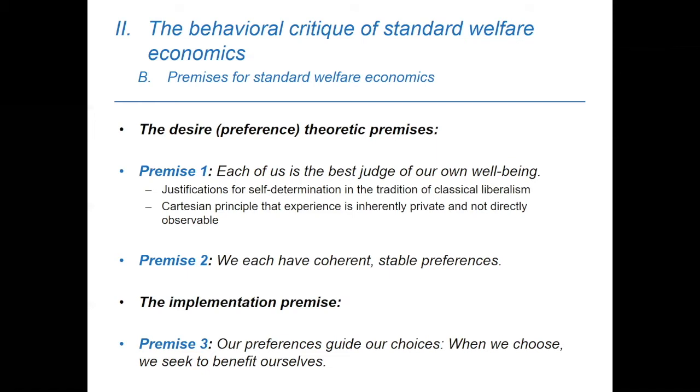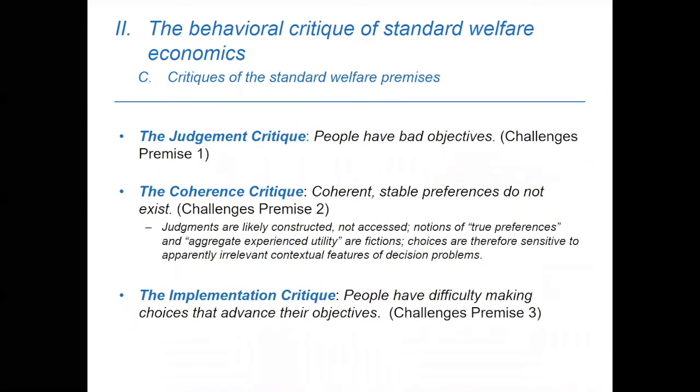Then we have what I call the implementation premise. And that's premise number three. Our preferences guide our choices. When we choose, we seek to benefit ourselves. Putting those three together gives us a foundation for what we do in standard welfare economics.